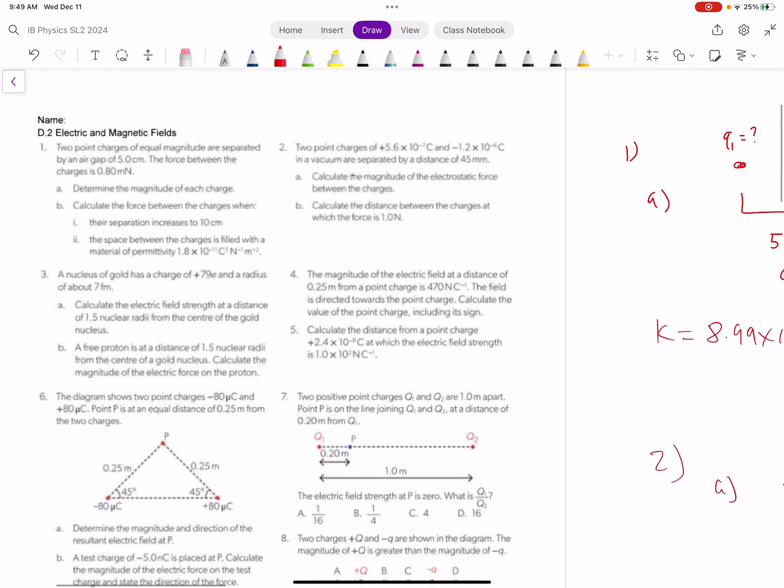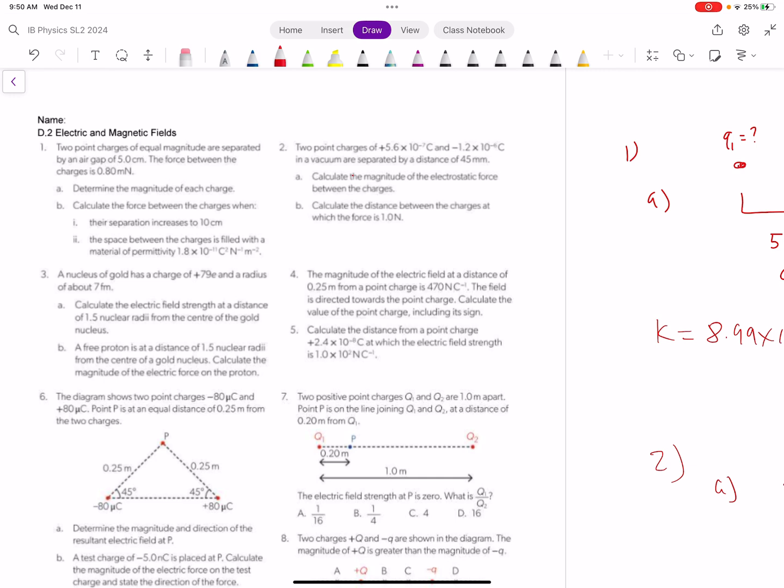Number 1, so zoom in here. Number 1, two point charges of equal magnitude are separated by an air gap of 5 centimeters. The force between the charges is 0.8 millinewtons. Determine the magnitude of each charge. Okay, so we're given two pieces of information here.